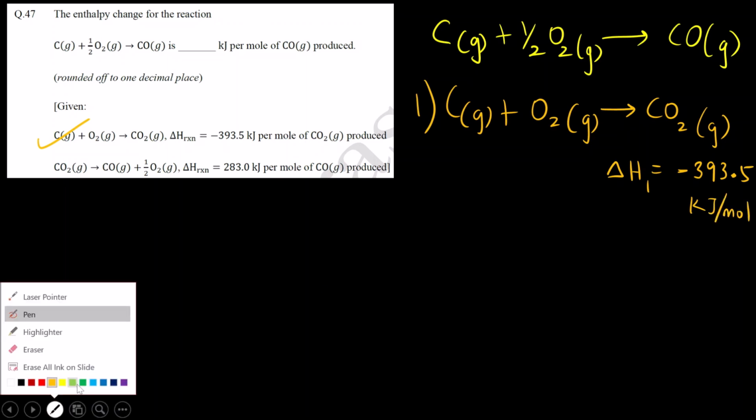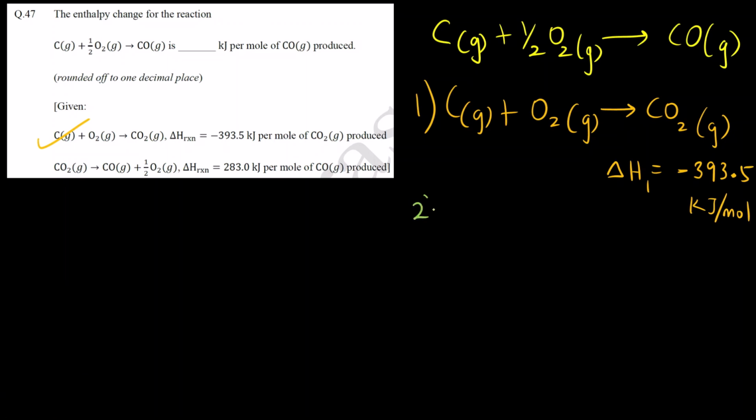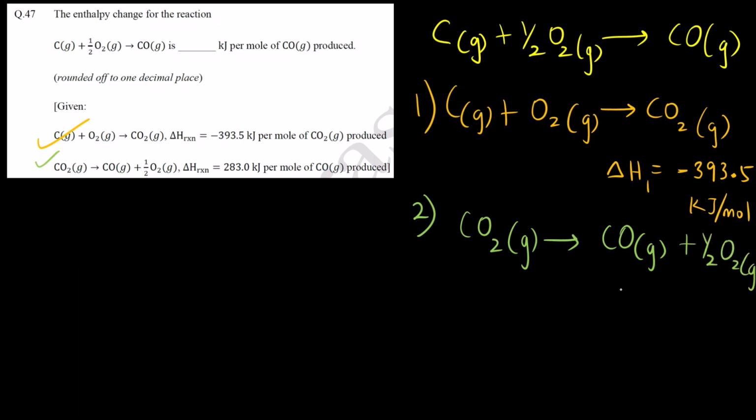What is the second one that is given? Second equation is this one: CO2 gas gives CO gas plus half O2 gas. Okay, delta H2, this is what it is given, 283.0 kilojoule per mole.